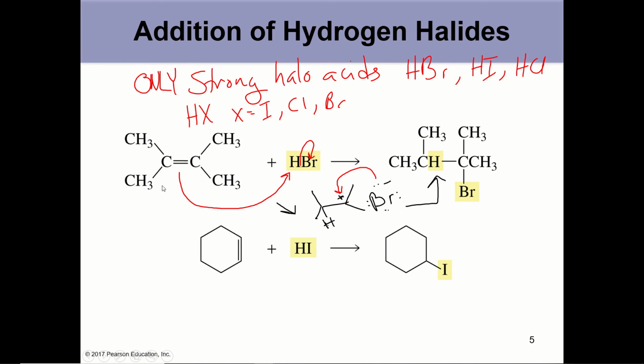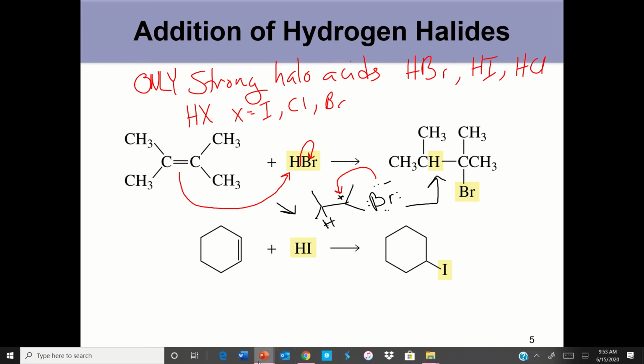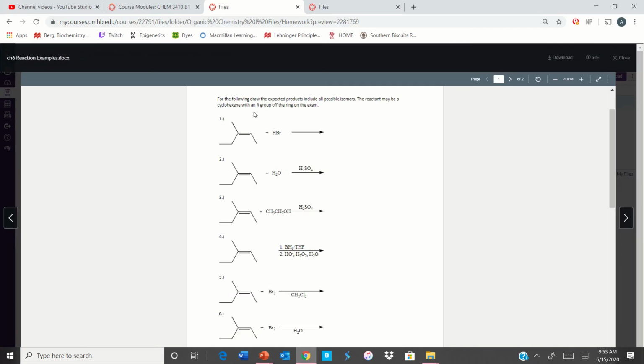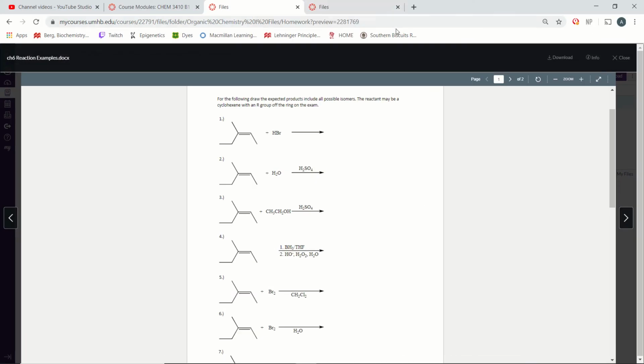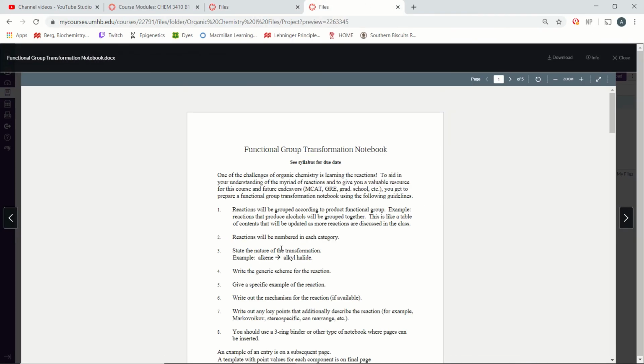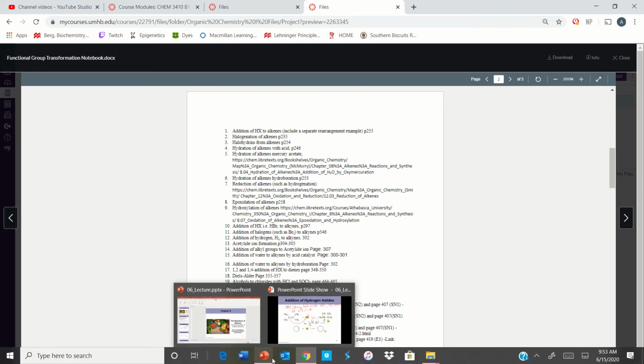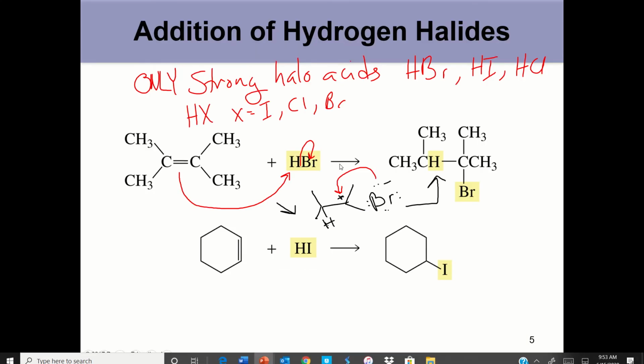All right, so when we draw out this reaction, and I think this is the first reaction in your functional group notebook, we go back over here: functional group notebook transformation, addition of HX to alkenes. So yes, HX is halo acid. This is the first entry in your functional group notebook.